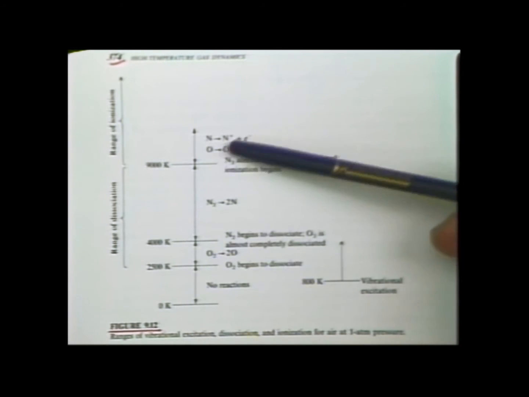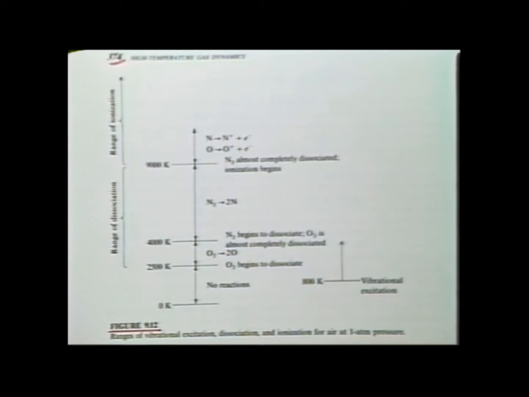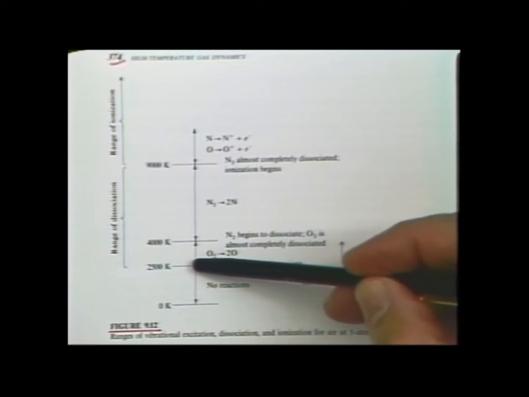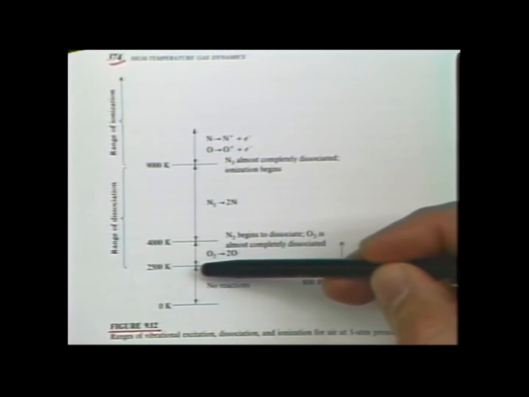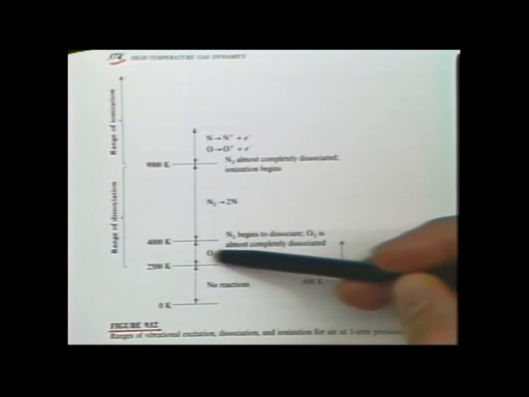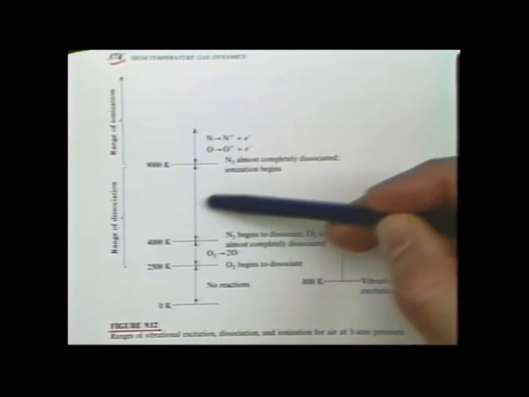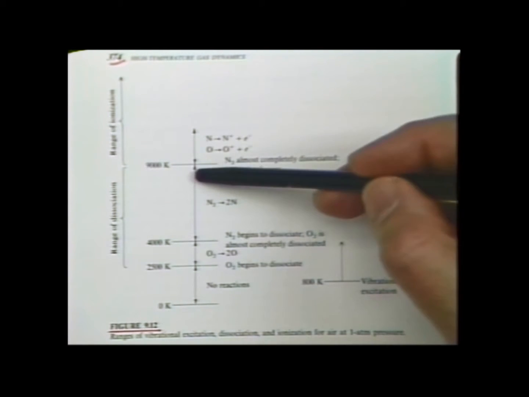These numbers are really worthwhile for you to remember. I'm going to go through these again, because this gives you a feeling for when certain things start happening in your hypersonic flow field. Up to about 2,500 K, between 2,000 and 2,500 K, there are virtually no chemical reactions in high temperature air, but you will have some vibrational excitation. Between 2,500 and 4,000, you're going to get your oxygen dissociation. Above 4,000 K, the nitrogen will begin to dissociate. The oxygen is all dissociated, the nitrogen begins. At 9,000 K, the nitrogen is almost all dissociated, and the ionization begins.